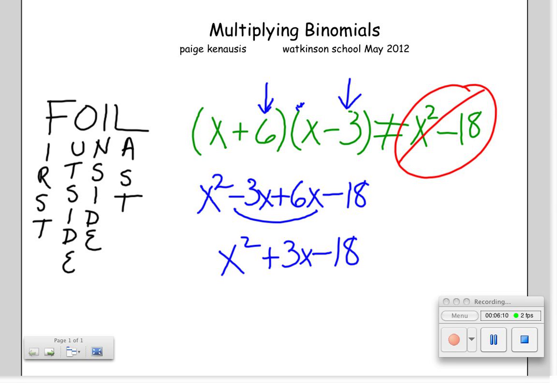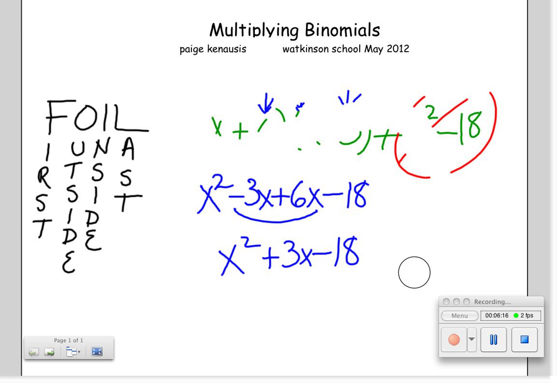Those are the three methods: distributing, the area method, and FOIL. What I would like you to do before you put away your notebooks is to try 2 examples, and then we'll talk about them in class.